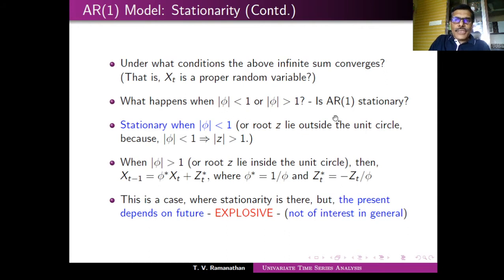So this is a question: what happens if the absolute value of phi is less than 1, or the absolute value of phi is greater than 1? Is AR(1) a stationary sequence in such a case?